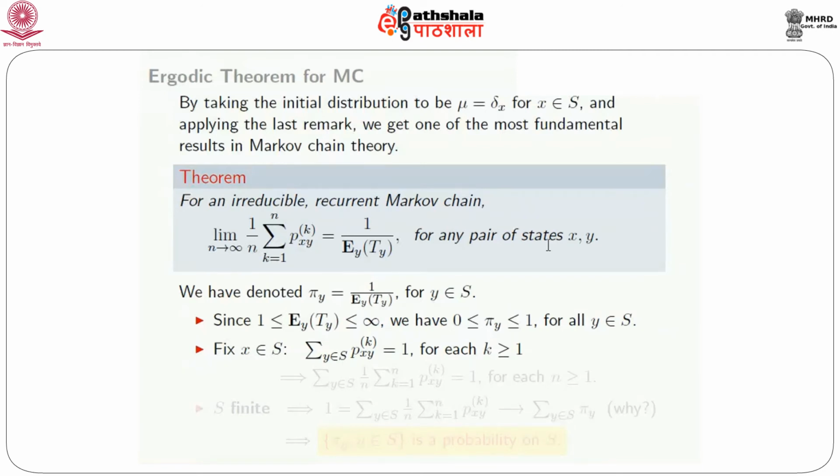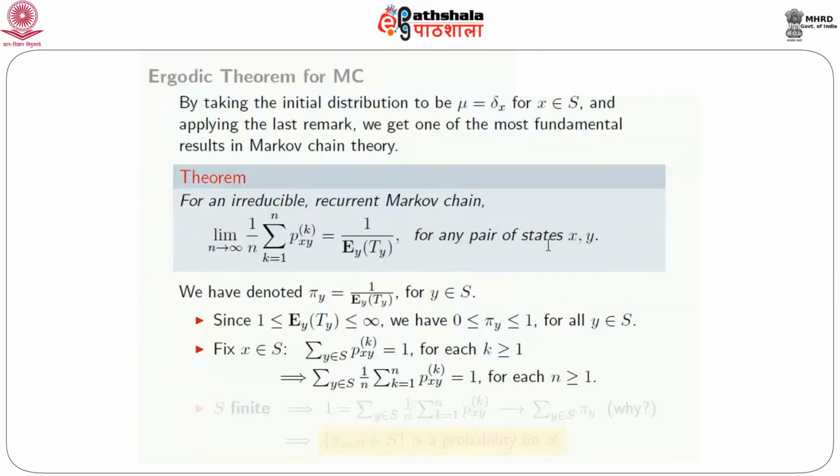Now for fixed x, we know that if I take p_xy super k and add over all y, that is 1, because these are just the k-step transition probabilities starting from a fixed x, of being in y. So if I add over all y, the sum would be 1. And now if I add these over k equal to 1 to n and then divide by n, I would still get 1. And I can interchange because these are non-negative. So why are we doing this?